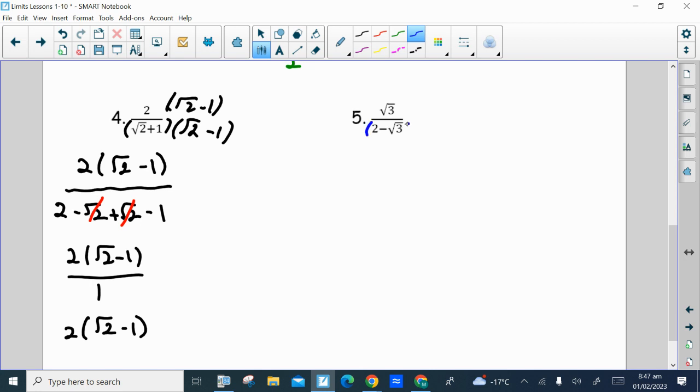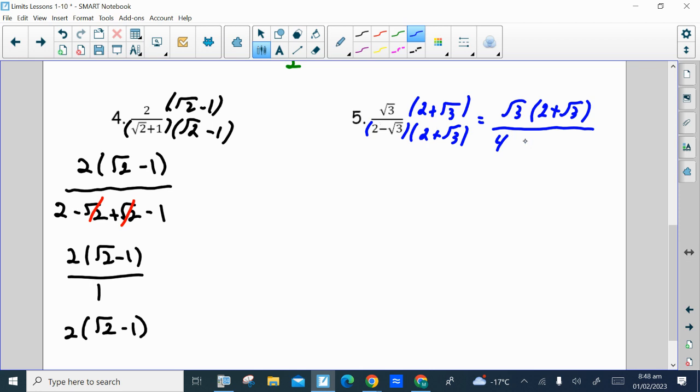Question 5, you're going to multiply top and bottom by the conjugate, which is 2 plus root 3. The conjugate of the denominator. So that'll give us root 3 bracket 2 plus root 3 on top. On the bottom, when you multiply those out, 2 times 2 is 4. Now, the outer products and the inner products will cancel. The outer products would be positive 2 root 3. The inner products would be negative 2 root 3. They cancel. So I'm not even going to write them down. I'll just go straight to multiply the two last terms together.